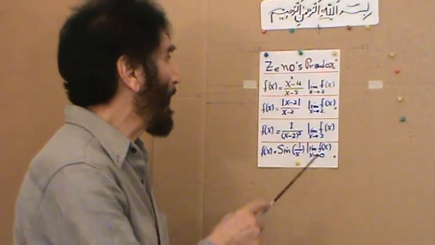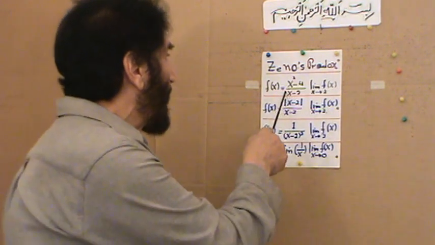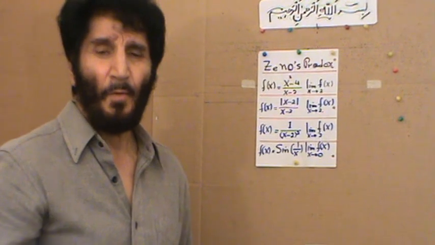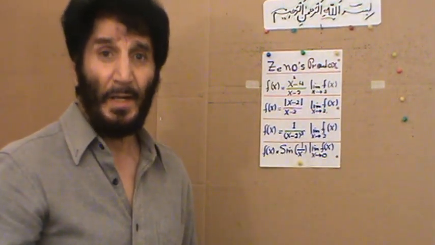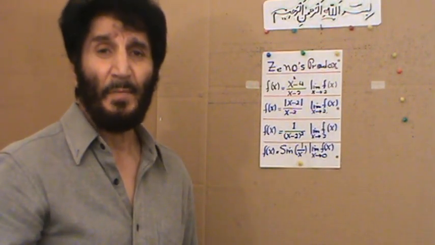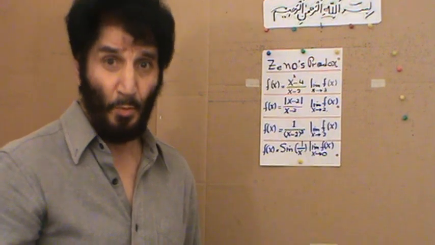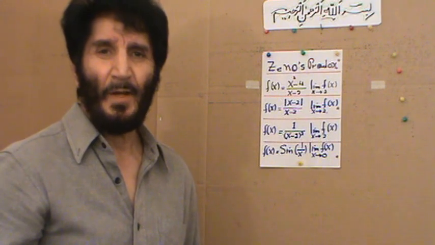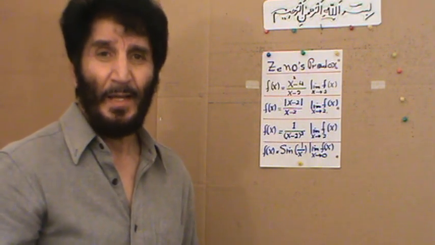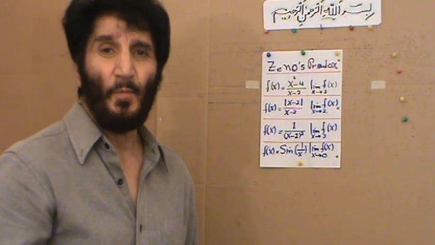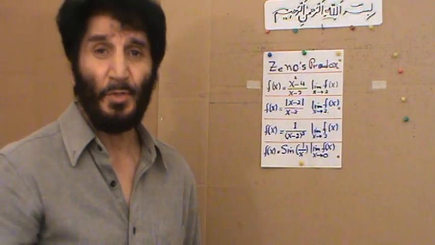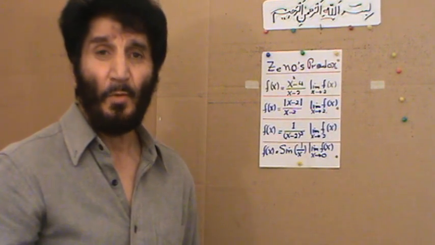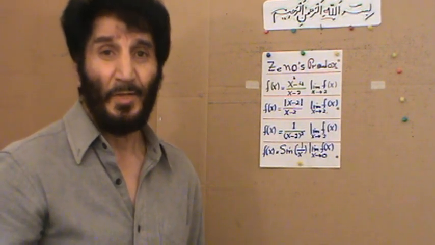Then we went to a few examples. One of the examples we covered was f of x equal to x squared minus 4 over x minus 2. Then we asked what is the limit of f of x as x approaches 2. We have heard that the limit of a quotient is the quotient of limits. So the limit of the numerator was 0 as x approaches 2, and the limit of the denominator was 0. So we came to the conclusion that the limit does not exist.